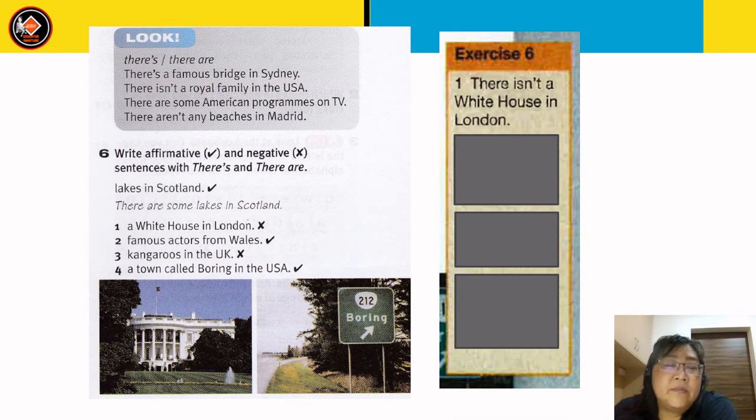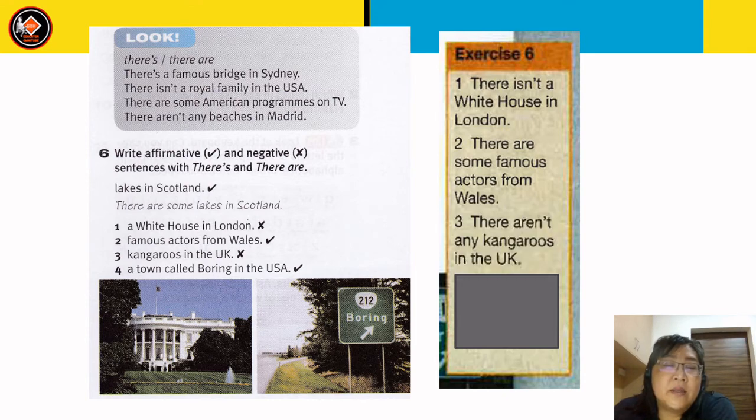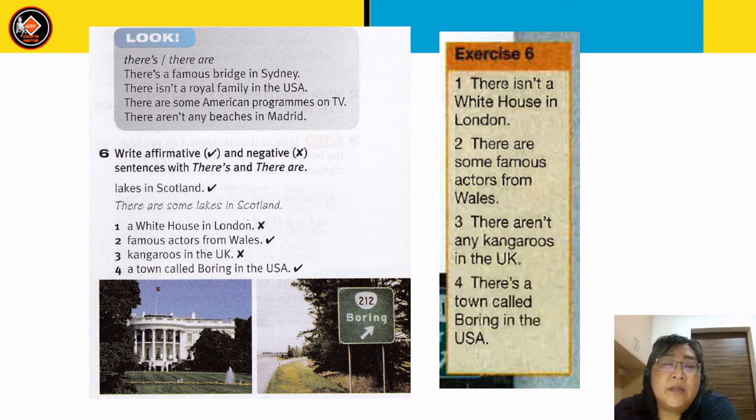Number 2, famous actors from Wales. There are some famous actors from Wales. Number 3, kangaroos in the UK. So it is a cross. So there aren't any kangaroos in the UK. So the last one with a tick, a town called Boring in the USA. So there's a town called Boring in the USA.